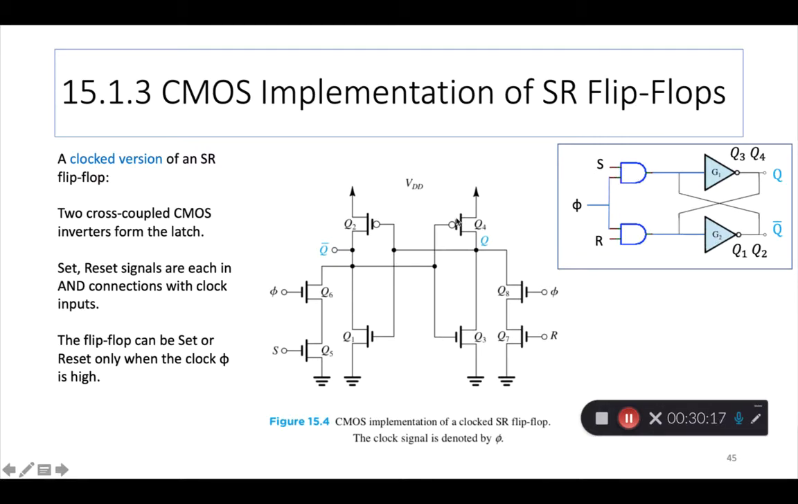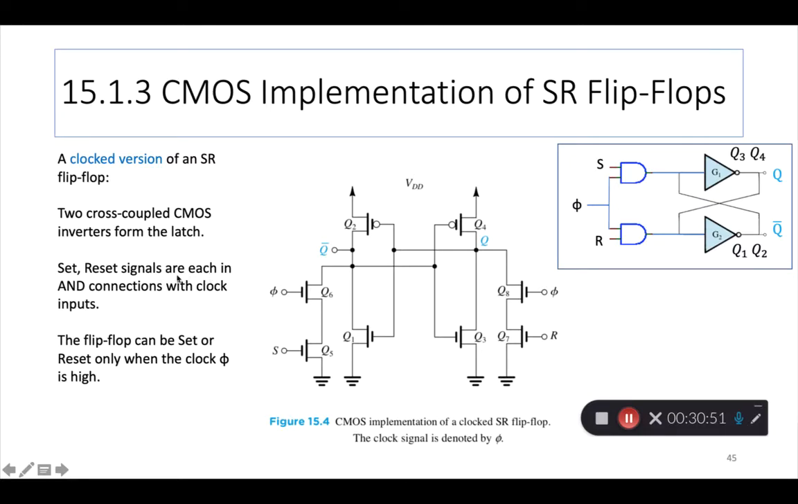Then you have two more sets of transistors which form the AND gates, right? So here we're using an AND version. Previously we saw a NOR version. Here we'll use AND gates and then inverters, so basically NAND gates, to help us implement this clocked version of an SR flip-flop. Okay, so two cross-coupled CMOS inverters form the latch. So this and this are the basic latch.